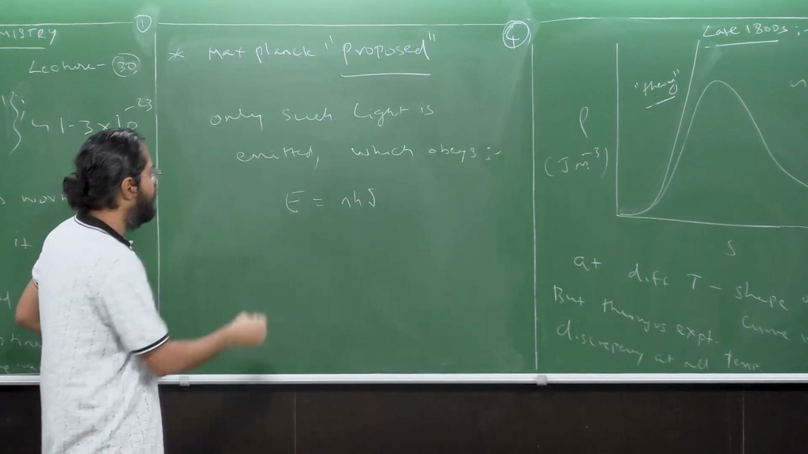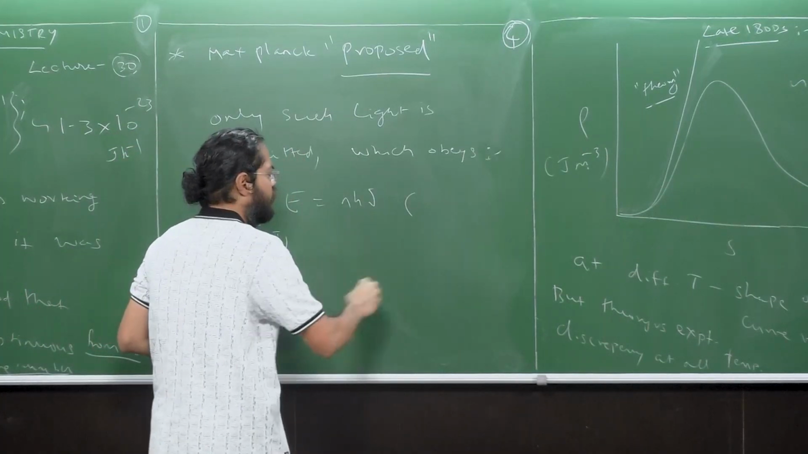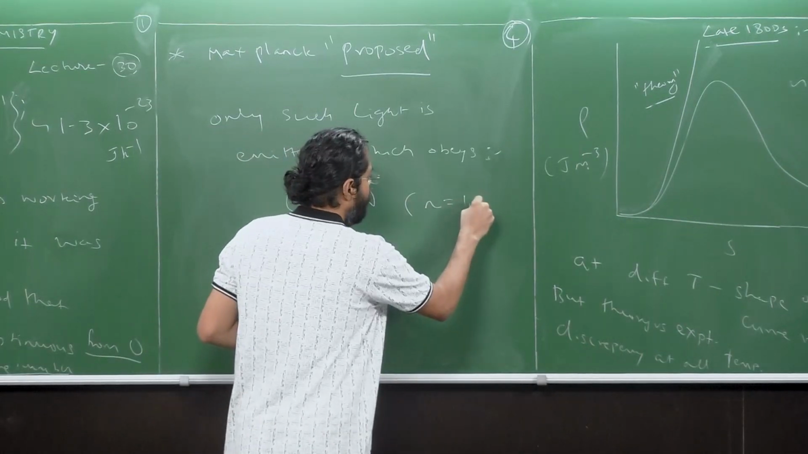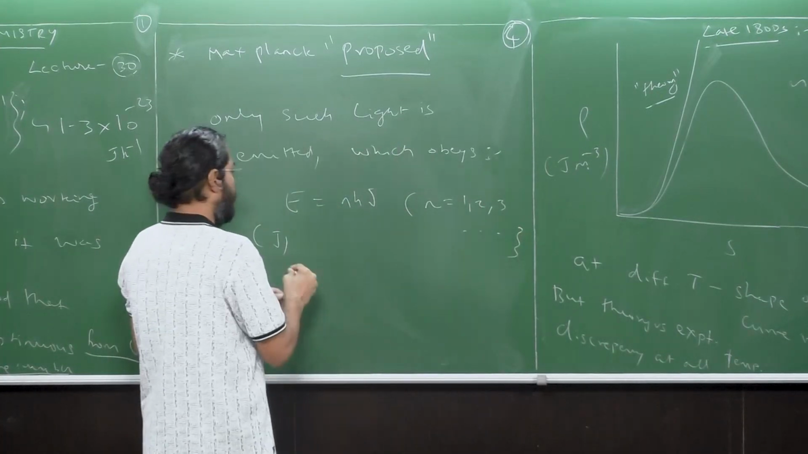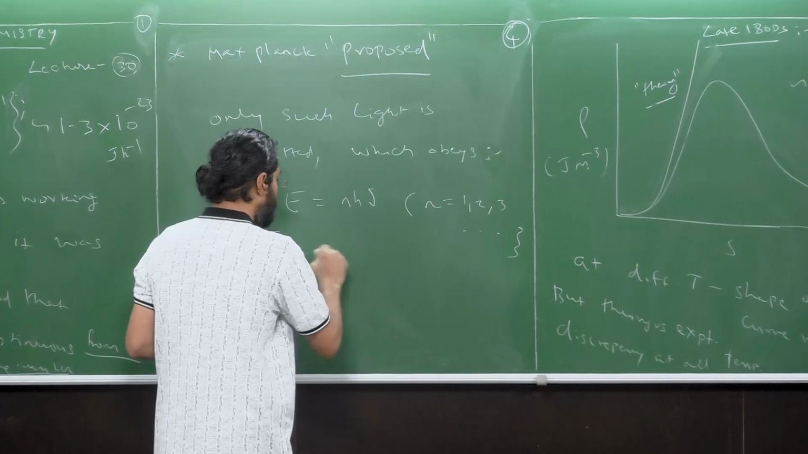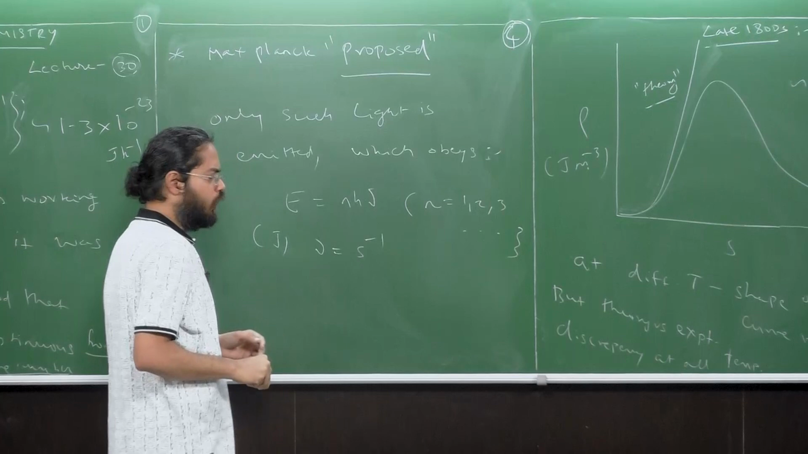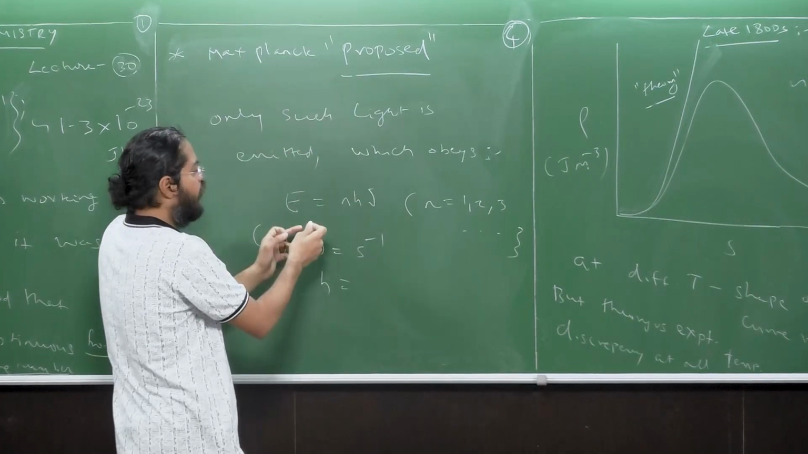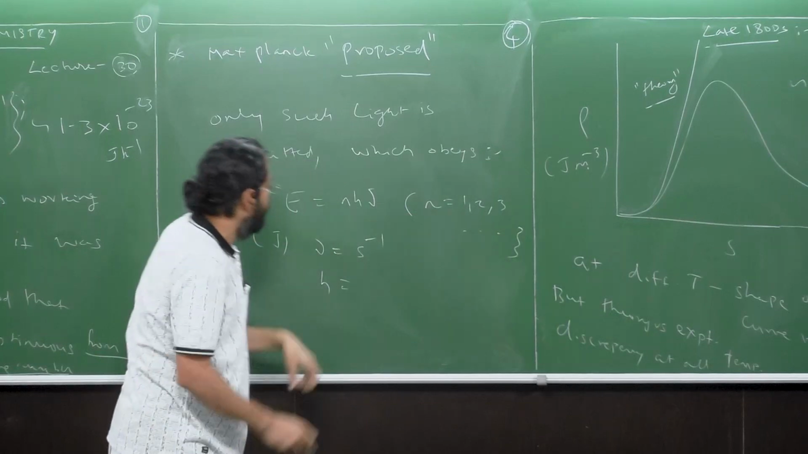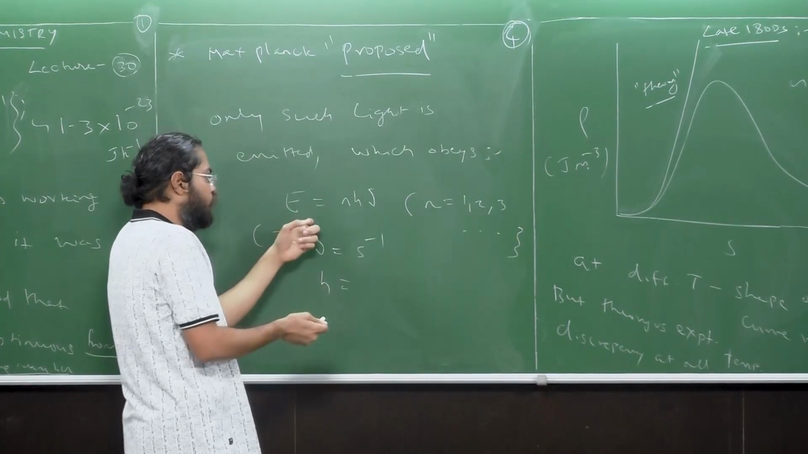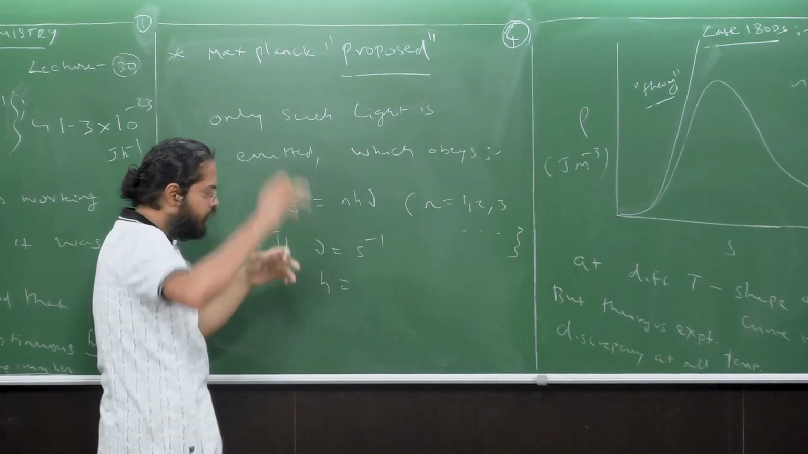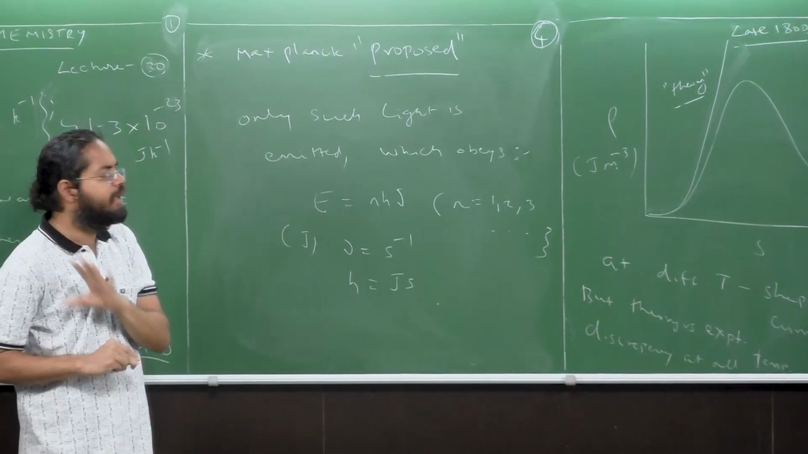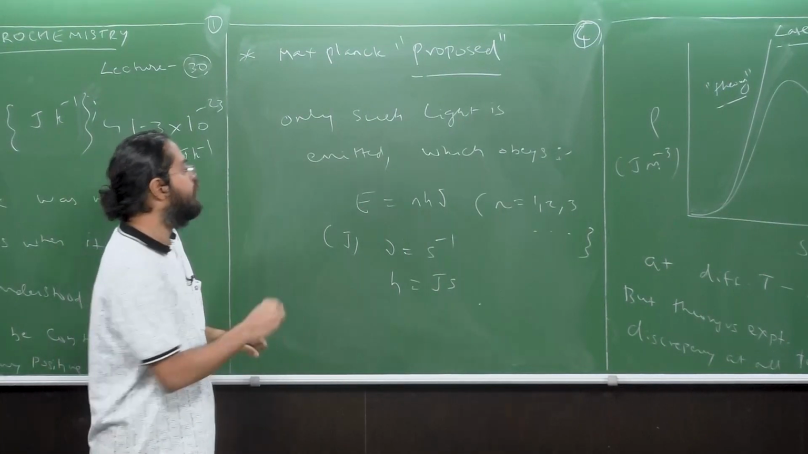Now, E is the energy in joules. N is some integer, taking the form greater than 0: 1, 2, 3, and so on. Nu is the frequency, which is per second. And h is the Planck constant, a constant he proposed. Energy is joules, and nu is per second, so h is joules per second, which makes it joule seconds. So this was a constant he proposed, but the key idea is that only such light is emitted which obeys this law.